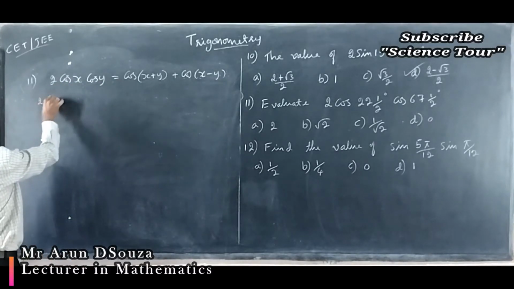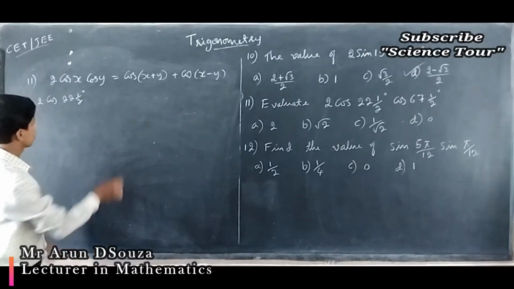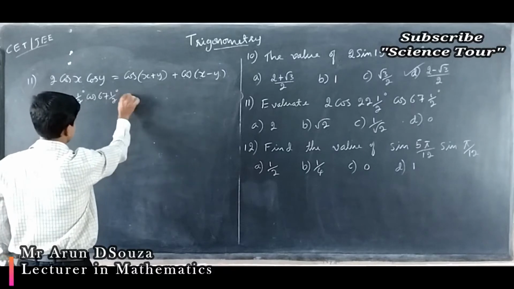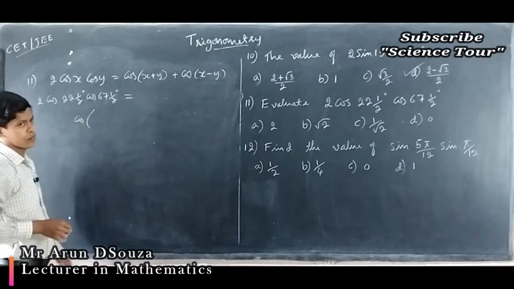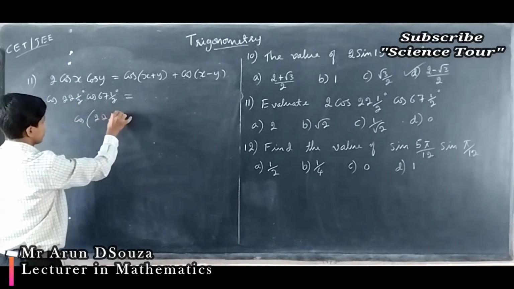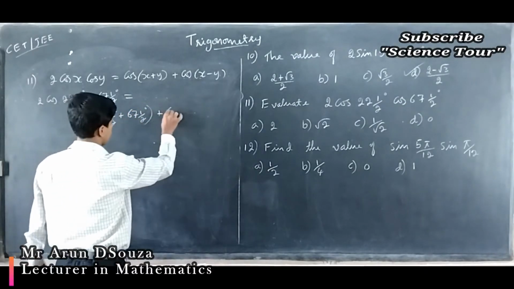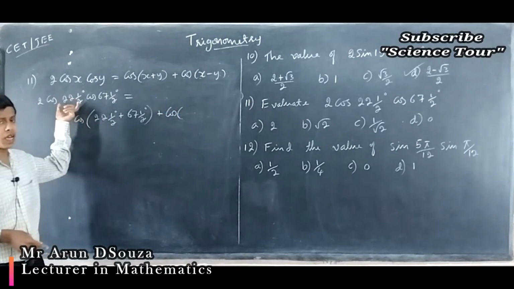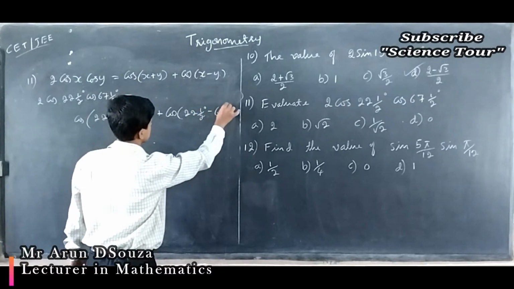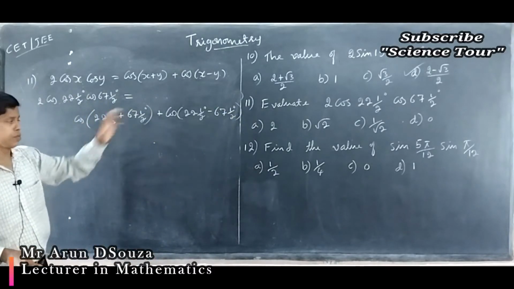Well, now let's write what's given over here. You have got 2 cos 22.5 degree and then cos 67.5 degree. So that is equal to cos(x plus y). So in place of x I have got 22.5 plus 67.5, plus cos, once again the value of x is 22.5 degree, and minus 67.5 degree. Well, now let us add and subtract.